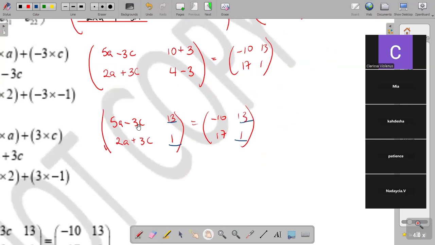Don't I put these two numbers equal to each other? 5A minus 3C is equal to negative 10. 2A plus 3C is equal to 17. Doesn't this look familiar? What topic is that? What topic is this? This is simultaneous equations. This is algebra.